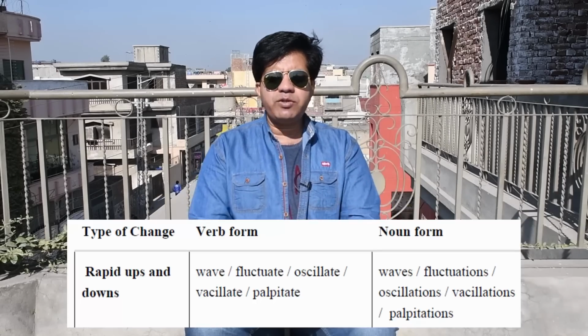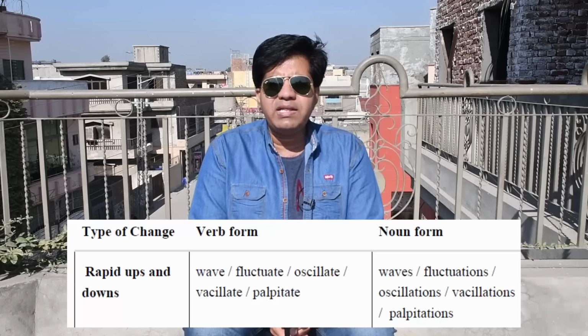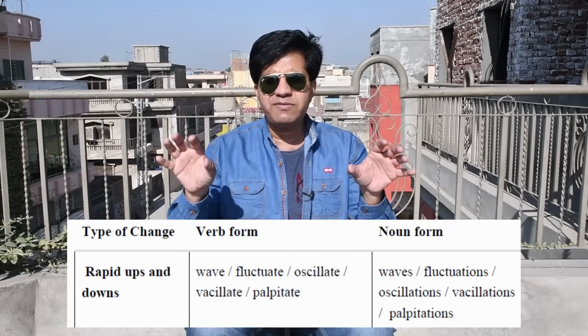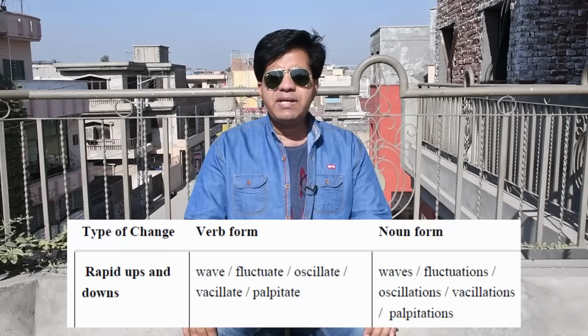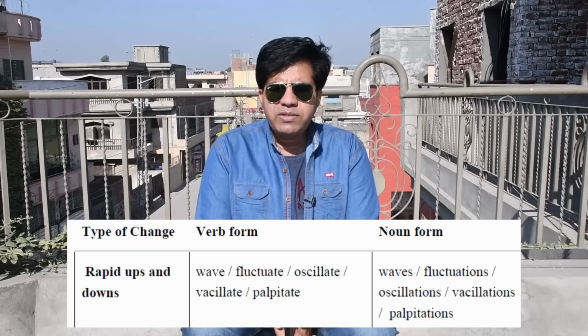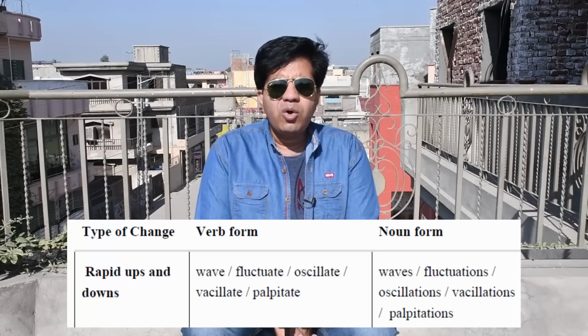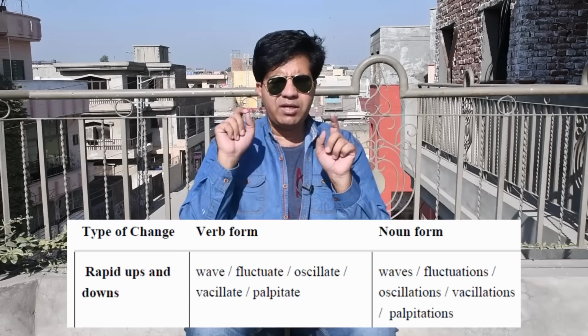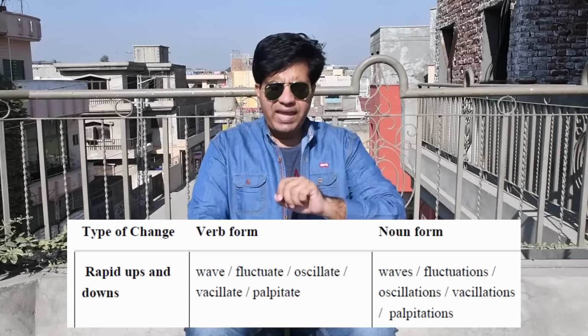Next we've got types of change, and then the verb form and then the noun form. As I told you, you can use nouns, adjectives, verbs and adverbs. For rapid ups and downs you can say wave, fluctuate, oscillate, vacillate, palpitate. And if you want to use the nouns, they are waves, fluctuations, oscillations, vacillations and palpitations. And remember, a verb will come with an adverb and a noun will come with an adjective.